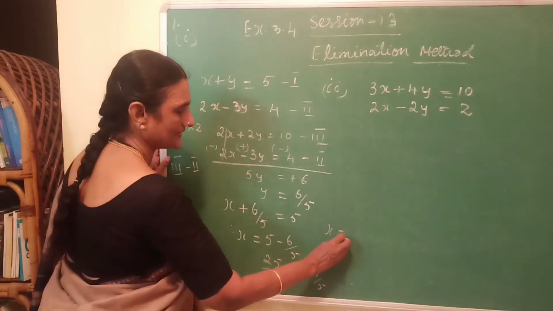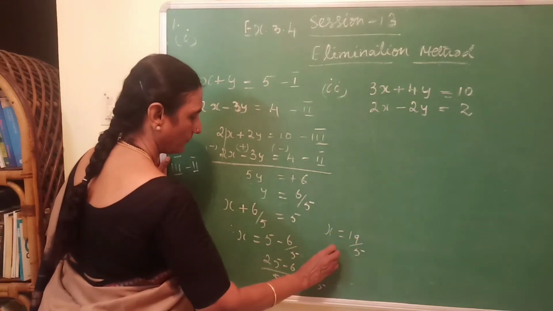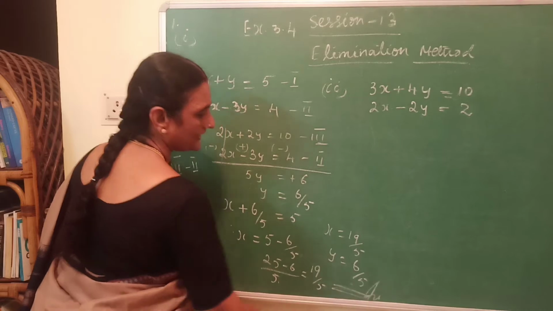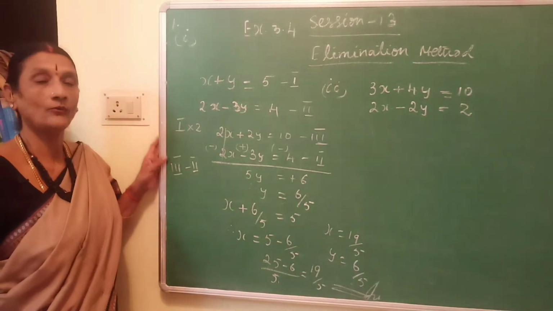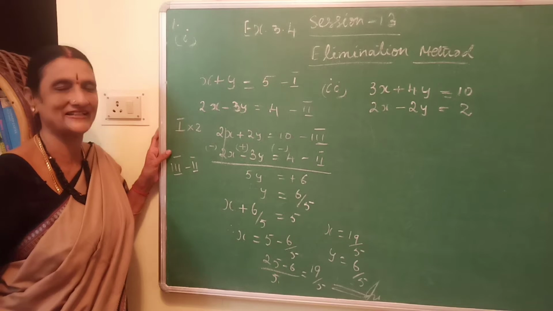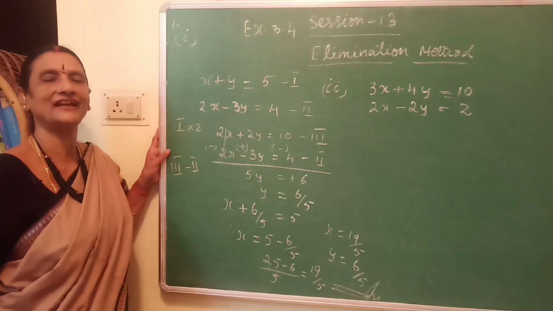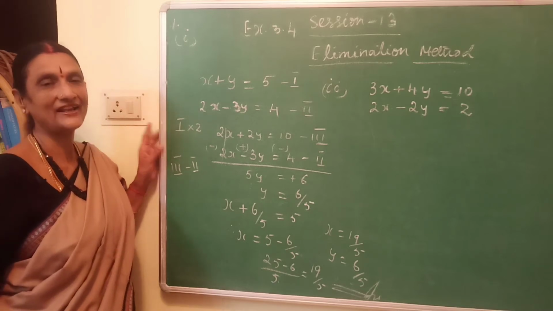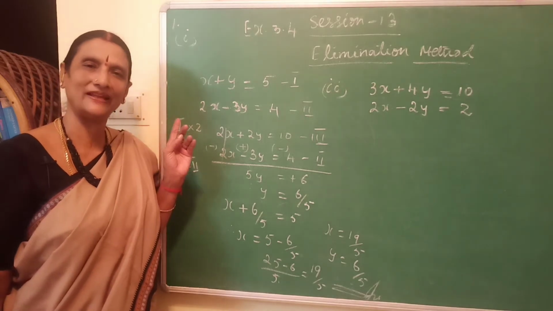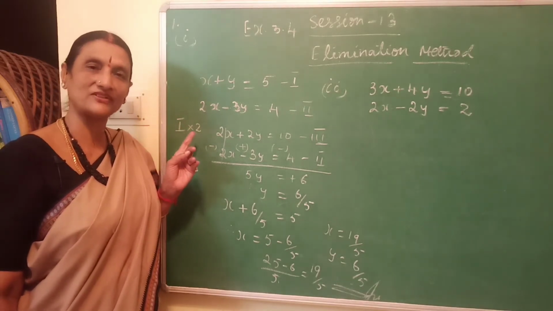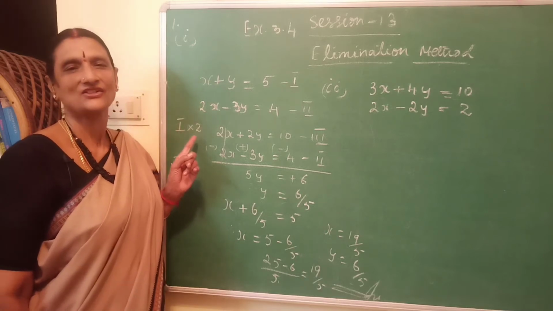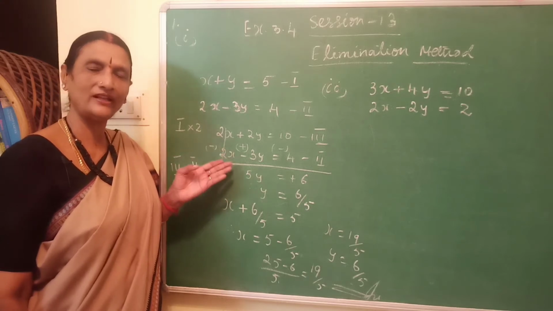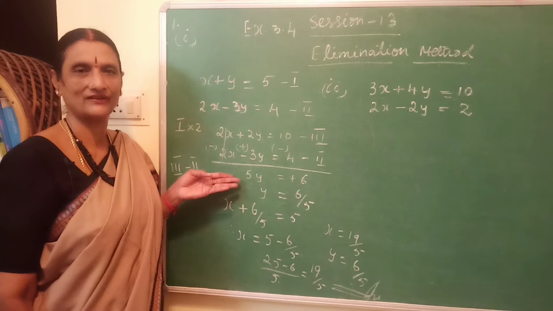X value is 19 by 5 and y value is 6 by 5 is the solution. Are you understanding? Now in order to be more conversant with this subtraction, and then sometimes you may have to add also to get cancelled. You have to revise your addition and subtraction of polynomials and algebraic expressions which you have studied in your earlier class. So that is going to come handy for you, so that you will be doing this addition and subtraction very comfortably. Is that clear to you?